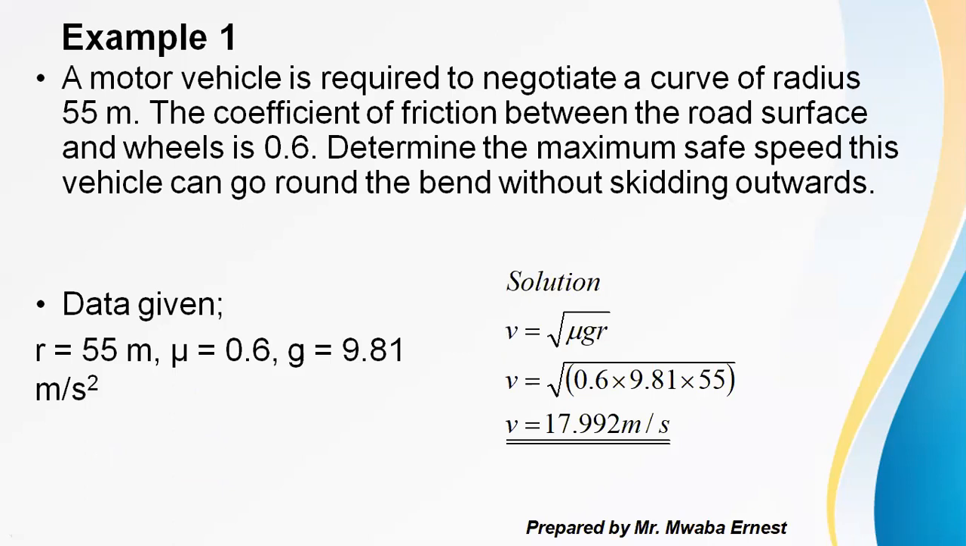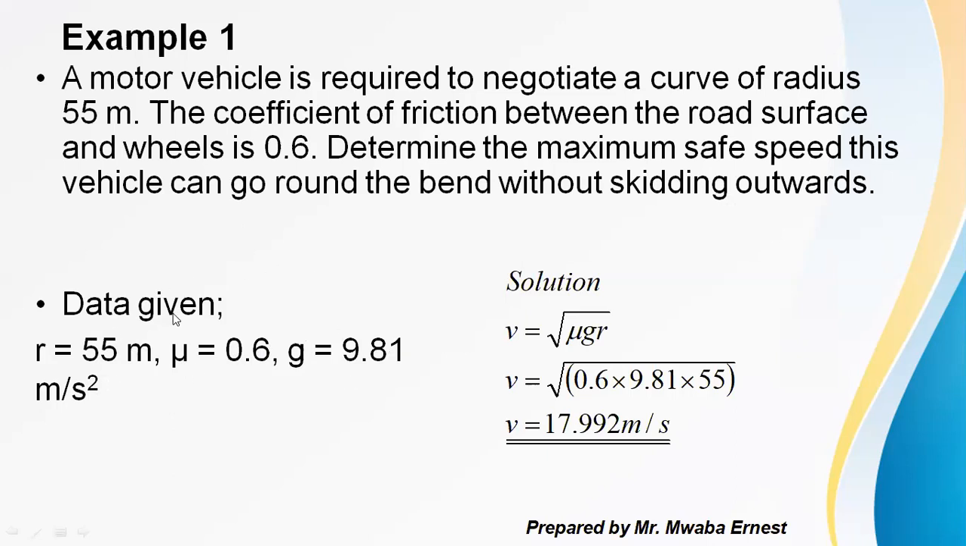We have a motor vehicle which is required to negotiate a curve of radius 55 meters. We are told the coefficient of friction between the road surface and the wheels is 0.6. Determine the maximum safe speed this vehicle can go around the bend without skidding outwards. Looking at the information given, the radius is 55 meters, the coefficient of friction is 0.6, and acceleration due to gravity is 9.81 meters per second squared.